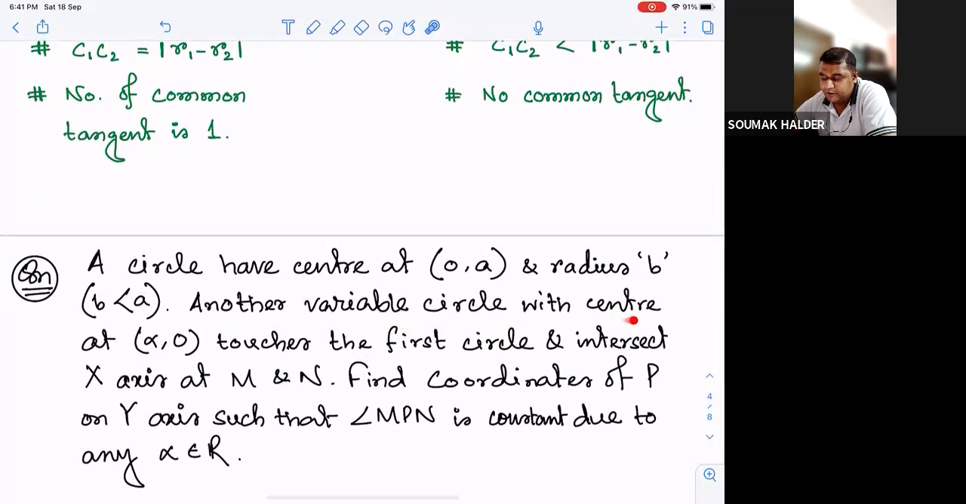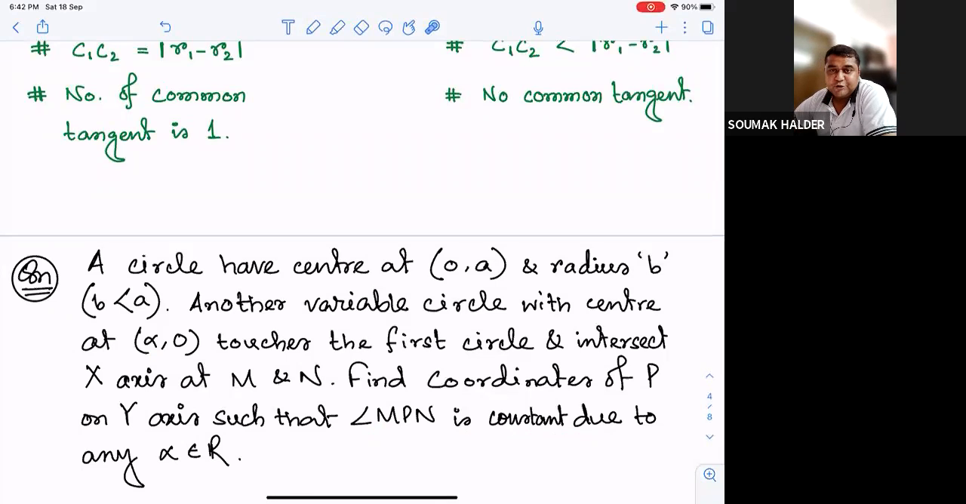Now another variable circle with center at (alpha, 0), so this one having its center on the x-axis, touches the first circle and intersects the x-axis at M and N. So M and N are supposed to be the variable diametric extremes for the circle, as the center is on the x-axis and M and N are the intersection points of the circle with the x-axis. So M and N is a pair of diametric extremes. Now we need to find the coordinates of such a point P on the y-axis that angle MPN is constant for any real value of alpha.